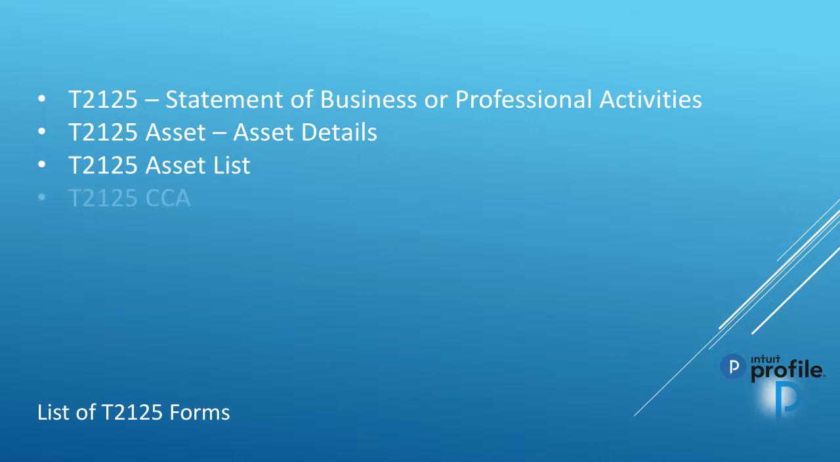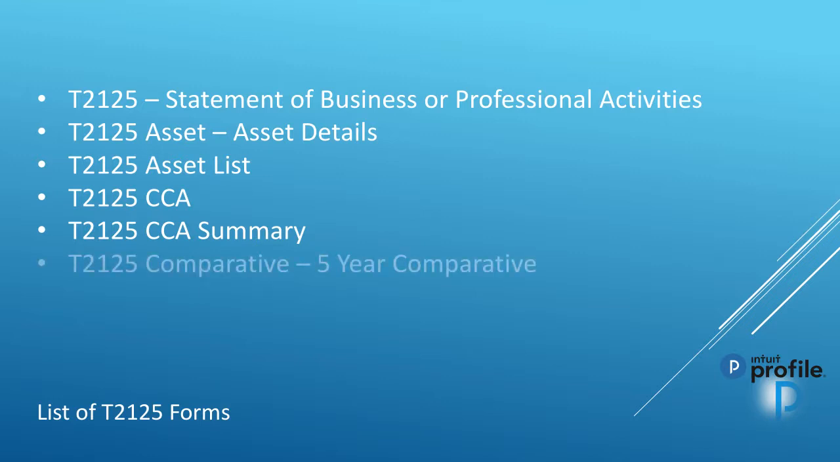The next on the list is the T2125 CCA, and this is where you'll see the calculations of the assets. And when you want to take a look at the summary of the CCA, you can go to the form T2125 CCA Summary. And when you want to take a look at a 5-year comparative, there is a form called the T2125 Comparative Form. And the last form on the list is for recording the business automobile, and it's a form called Bus Auto.